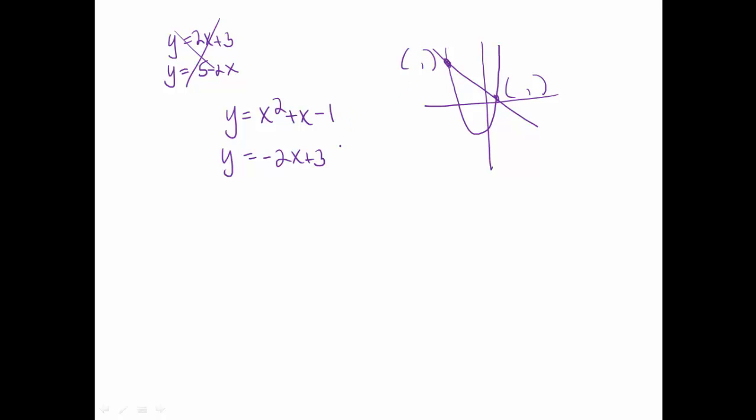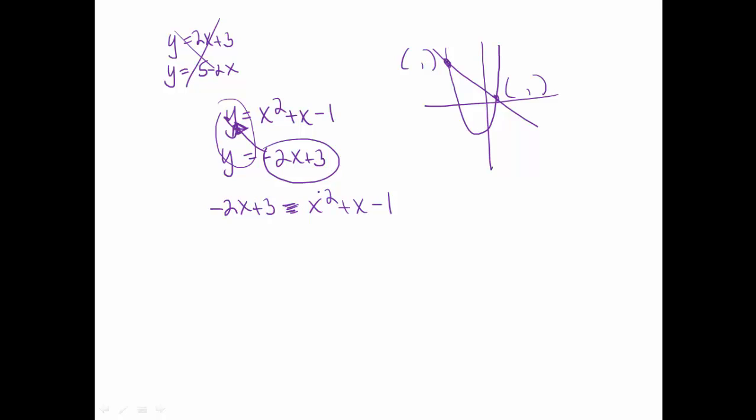The way that we're going to do this is very similar to how you solved linear systems. These both say y equals, so we're actually going to use substitution. Since we know what y equals, we are going to put this in for that y. So we're putting that in its place. We're going to have negative 2x plus 3 is equal to x squared plus x minus 1. And now we're going to try to solve this equation.